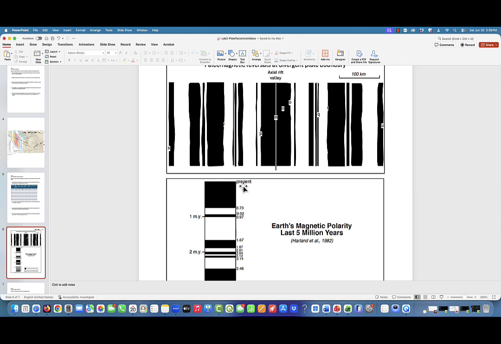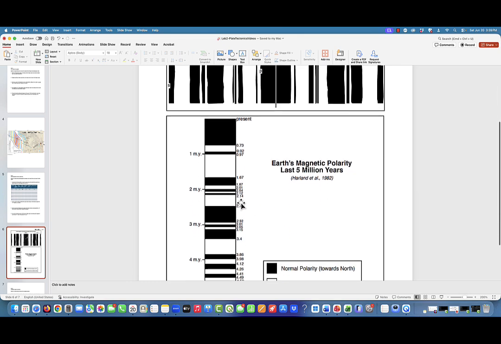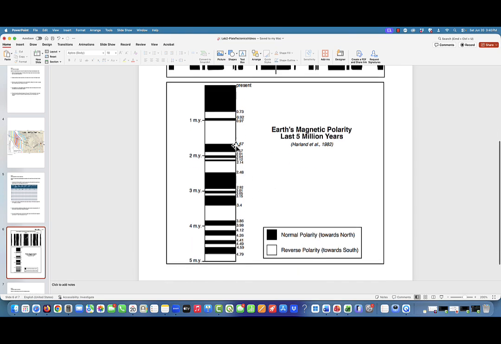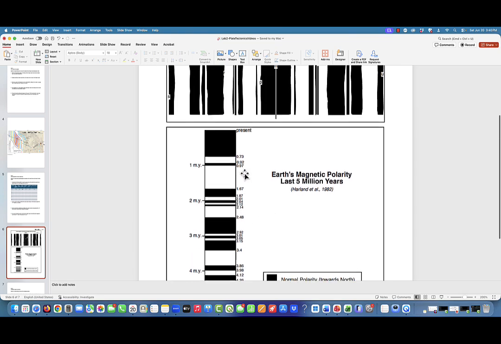So the present time, this is in time now instead of a map. Normal polarities are shown in black, and we're in an age of normal polarity. The last time it flipped was about 730,000 years ago, or 0.73 million years ago. We might be overdue. It also shows the intervals of reverse polarity in white. So before that we had reverse polarity from 730,000 years ago to 920,000 years ago. This is always happening, and from a geologic standpoint, it's flipped all these times in the last 5 million years.